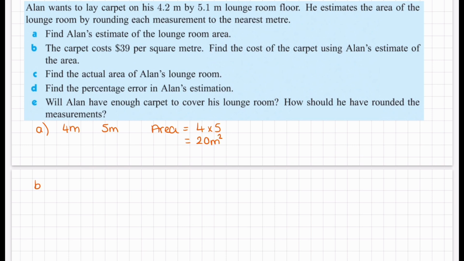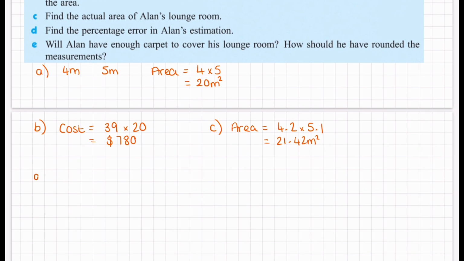Part B. The carpet costs $39 per square metre. Find the cost of the carpet using Alan's estimate of the area. So nice and easy, the cost will be $39 per metre squared, and he's got 20 metres squared, so it's 39 times by 20, which will be $780. Part C wants us to find the actual area of Alan's lounge room. So the actual area will be the 4.2 multiplied by the 5.1, which is 21.42 metres squared.